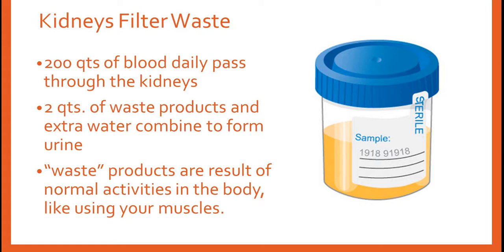Think of the circulatory system as a giant highway; we can think of the kidneys as the big spaghetti thing they have to go through, right? The turns and twists they have to go through to get cleaned up, to get washed off, the car wash, if you will. 2 quarts of waste products and extra water combine to form urine. And the waste products are the result of normal activities, like using your muscles to break down proteins, and certain things that we eat that we don't use, or we have too much of.